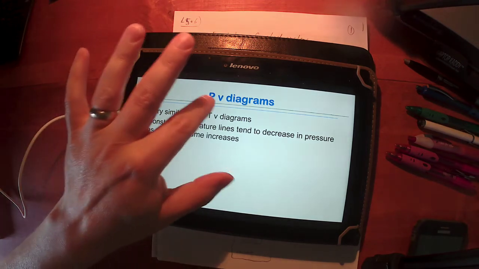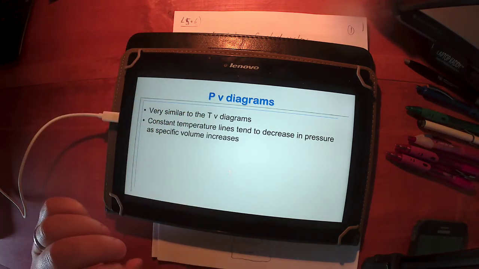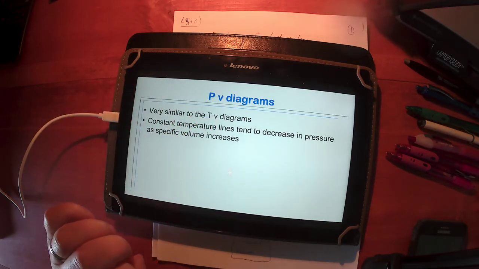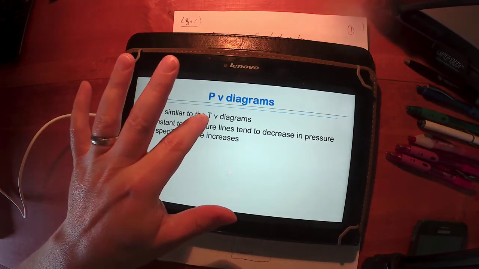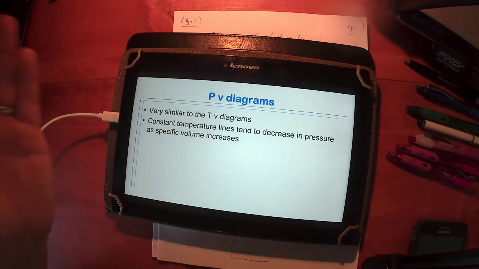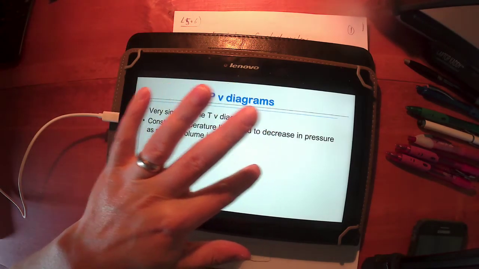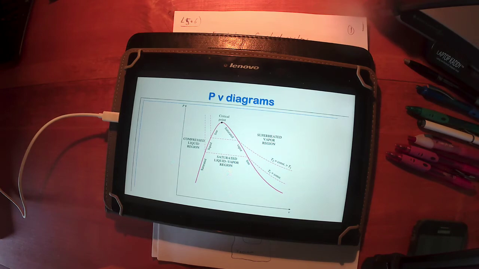We can also draw a pressure volume diagram, a PV diagram. Very similar to the temperature volume diagram. The difference is the direction of the lines of constant temperature. So here on the TV diagram, I would draw lines of constant pressure. On the PV diagram, I could draw lines of constant temperature. But notice, the way this diagram works is much the same.